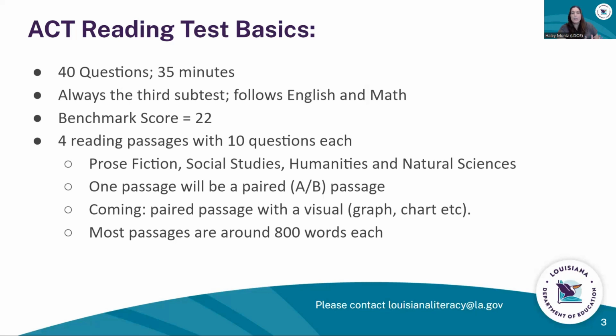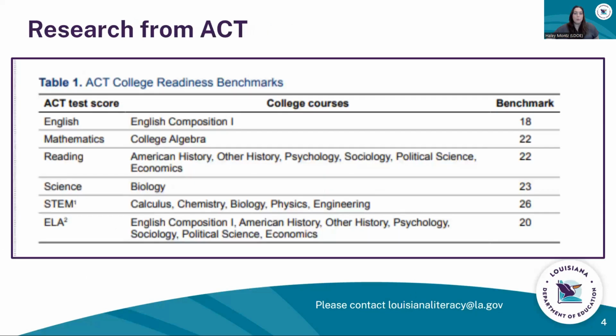And then lastly, it's important to know the benchmark score for this. So it's a 22. The highest you can make on any subtest or on a composite is a 36. And for ACT on the reading test, they say that a 22 means students are college ready. Which, speaking about benchmarks, this chart is pulled from some research that was posted to ACT.org that just highlights what the scores on various subtests translates to in terms of college readiness.